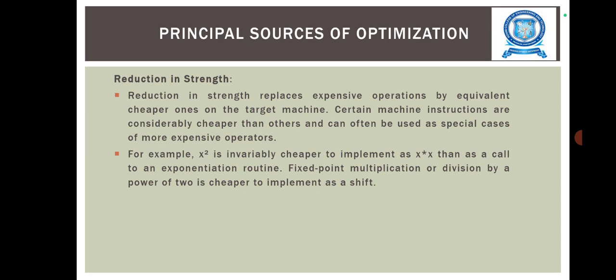Reduction in strength. Reduction in strength replaces expensive operations by equivalent cheaper ones on the target machine. Certain machine instructions are considerably cheaper than others and can often be used as special cases of more expensive operators. For example, x squared is invariably cheaper to implement as x * x than as a call to an exponentiation routine. Fixed-point multiplication or division by a power of 2 is cheaper to implement as a shift.